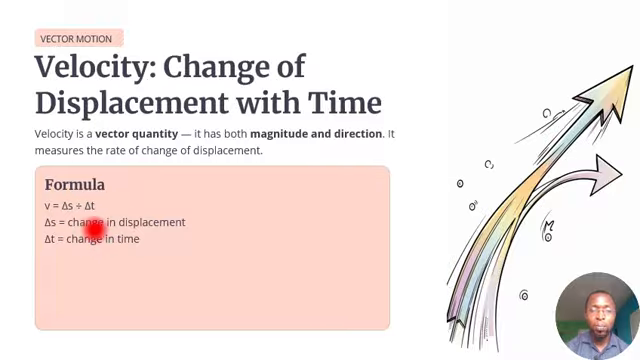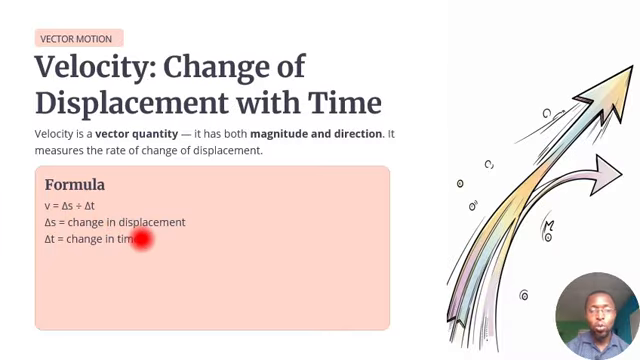Change in displacement over time. This triangle you see here means change. The Greek name is delta. So delta x, where x represents displacement, over delta t: change in displacement by change in time gives us velocity. But when it is change in distance over change in time, that is giving us speed.